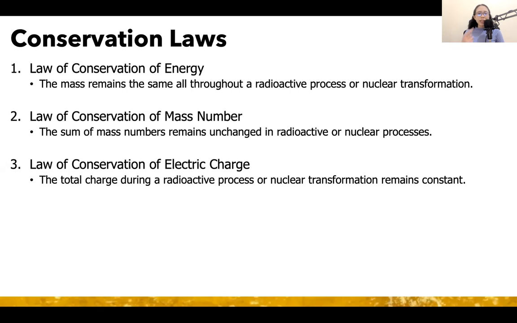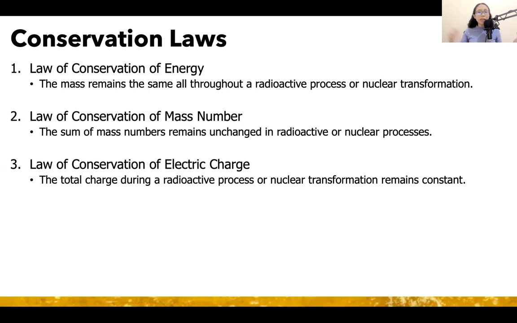Now, you might be asking, it's the law of conservation of energy, but why are we talking about the mass? Because in nuclear chemistry, the E equals mc squared formula applies, meaning mass can get converted to energy and energy can get converted to mass. That is why for nuclear reactions, this law of conservation of energy can also actually be called the law of conservation of mass. Essentially, the total mass before and the total mass after should be equal, and the total energy before and the total energy after must also be equal.